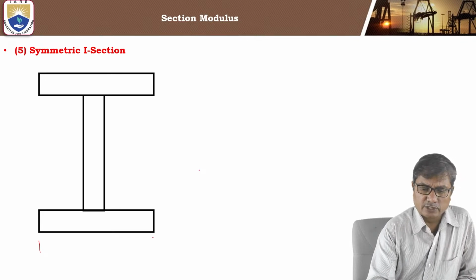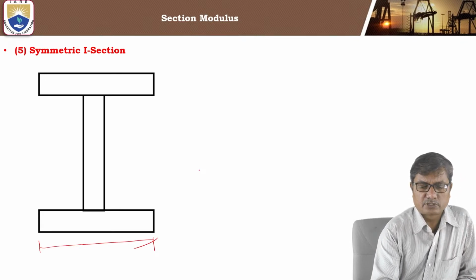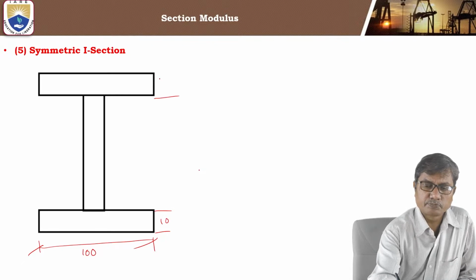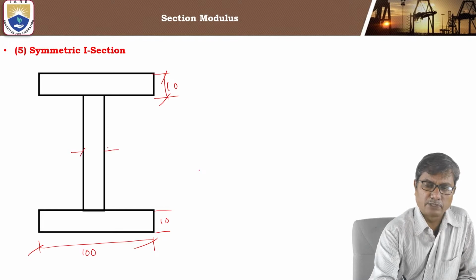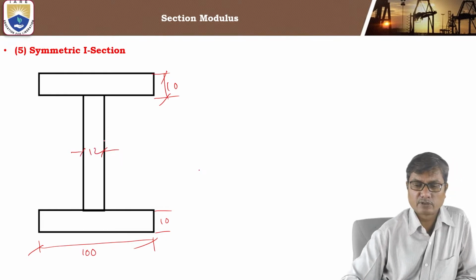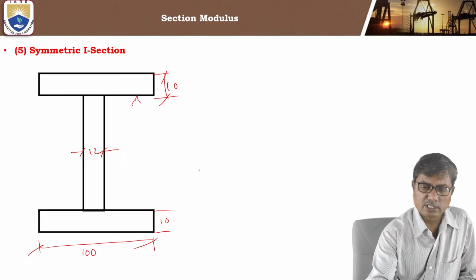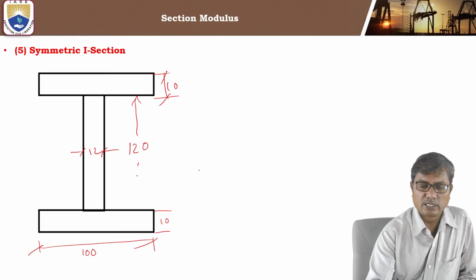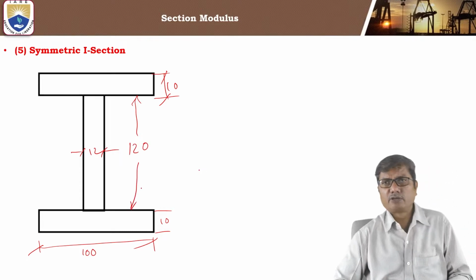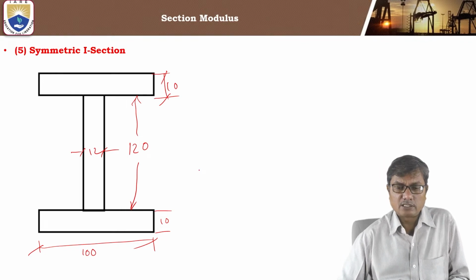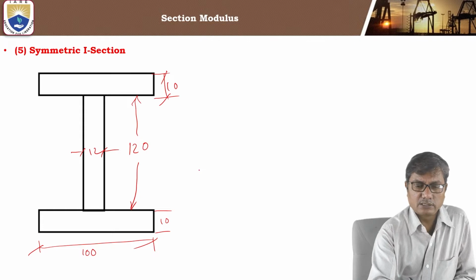Let us take the dimensions as, say, this is 100 mm, and bottom flange thickness say 10 mm, top flange thickness also 10 mm, and web thickness is say 12 mm. Just for example, I'm telling; it may have any other dimensions. Let the depth of web portion be 120 mm. We can take any other dimensions also, but how to find the section modulus?